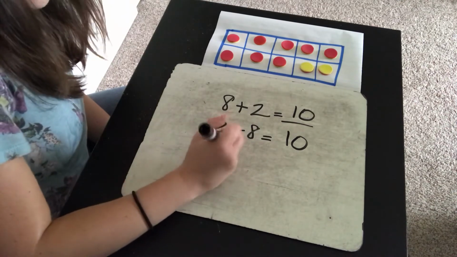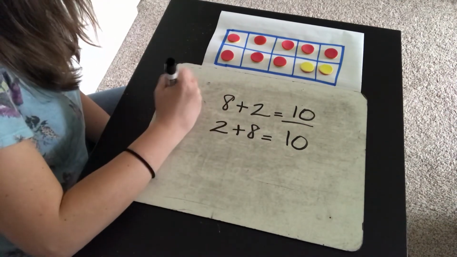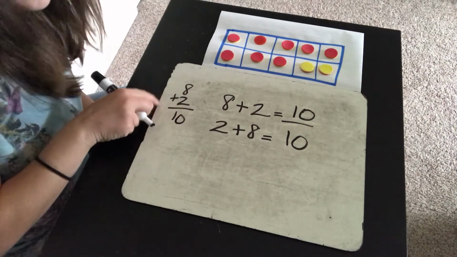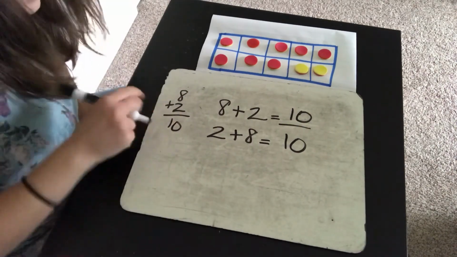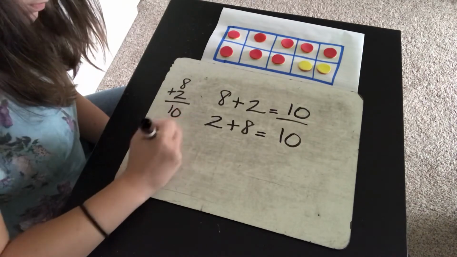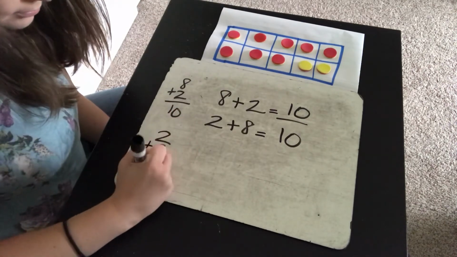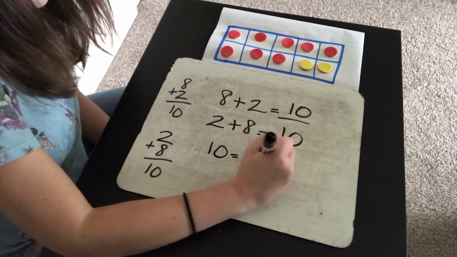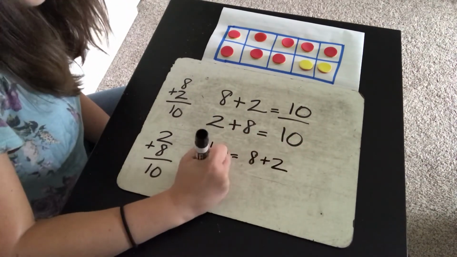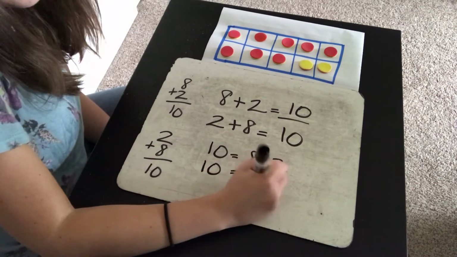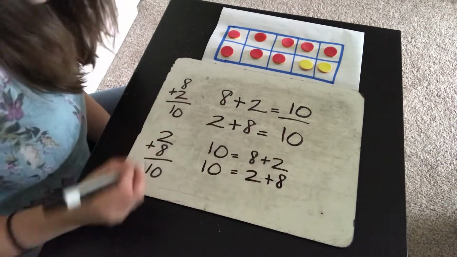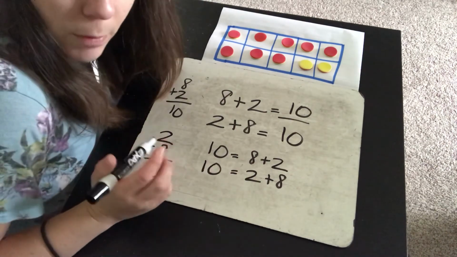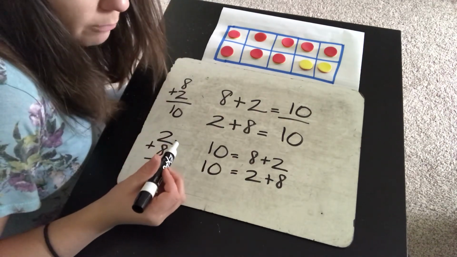Okay, I could also write vertically, 8 plus 2 equals 10. Remember, this long line here is the equal sign when you write the problem like this. I could do 2 plus 8 equals 10. I could say 10 equals 8 plus 2, or 10 equals 2 plus 8. With addition, you have a lot more options of ways that you can write the problem because of the commutative property.